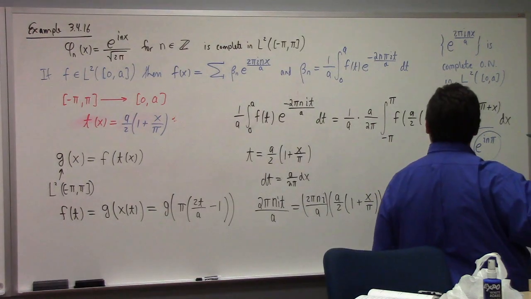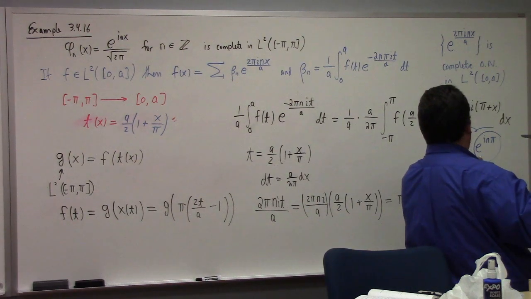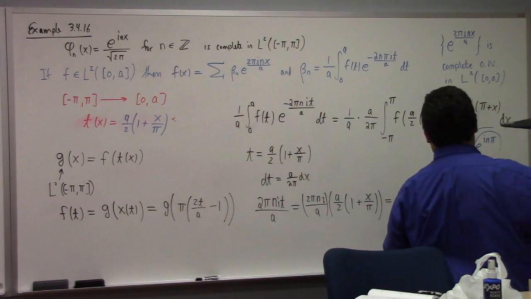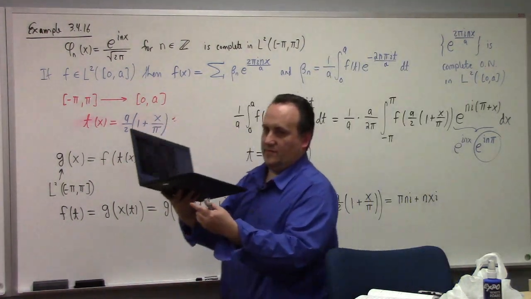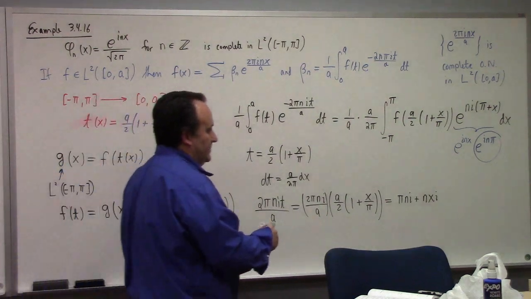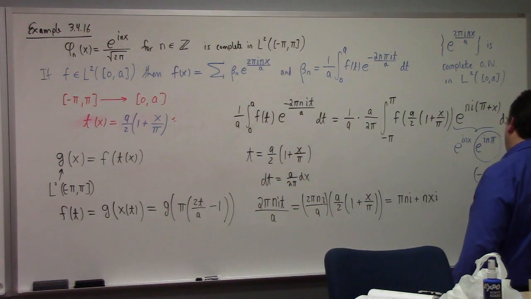E to the IN. What is e to the IN pi? Do you guys know what that is? So yes, e to the 2 pi I, that's just 1. That is cosine n pi, is it not? Which I was just telling my Calculus 2 class the other day. Yeah, this is minus 1 to the n.